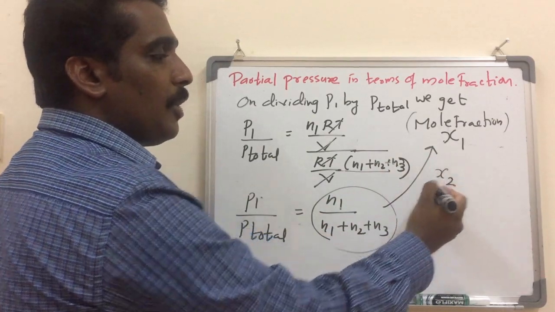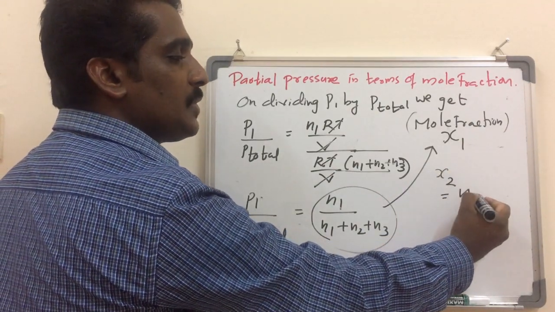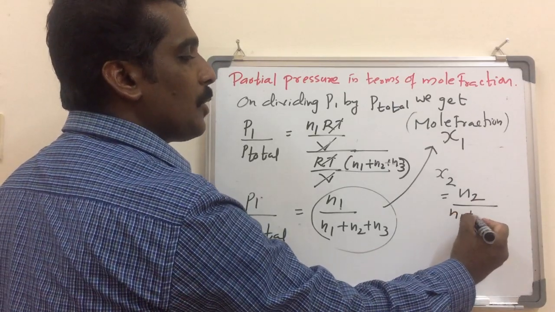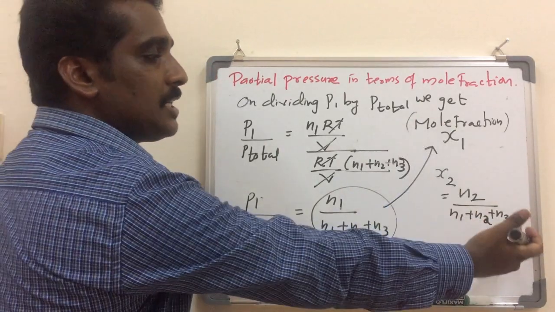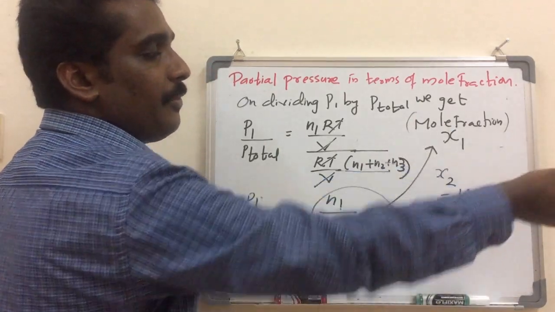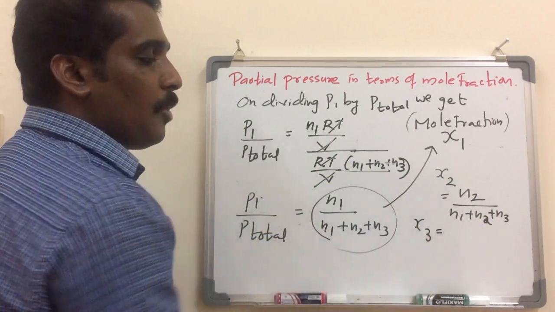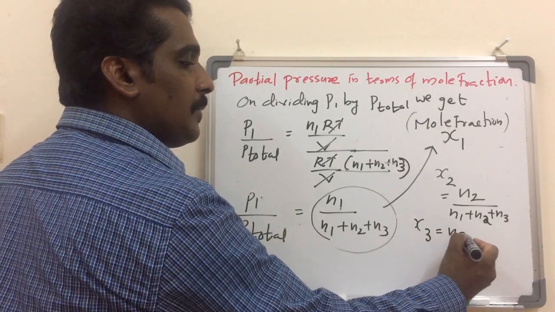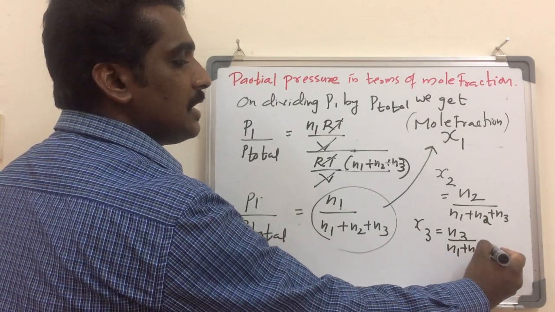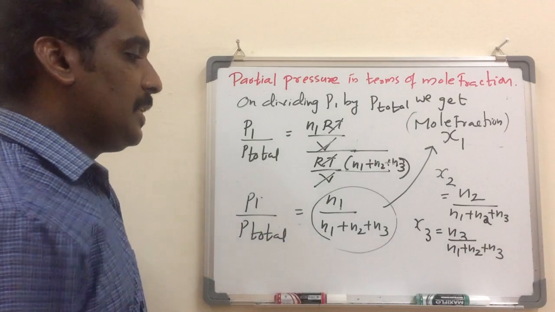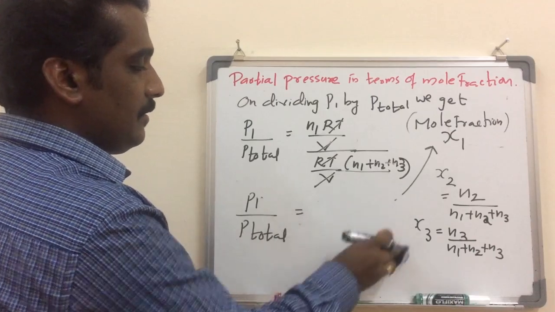What is X2? The mole fraction of the second component is equal to the number of moles of the second component divided by the total number of moles of all the components in that gaseous mixture. If there are 4 components, what should we write? N1 plus N2 plus N3 plus N4. If 2 components, N1 plus N2. And how will you get X3? The mole fraction of the third component is the number of moles of that particular component divided by the number of moles of all the components in the gaseous mixture, N1 plus N2 plus N3. So instead of this, we can write X1.